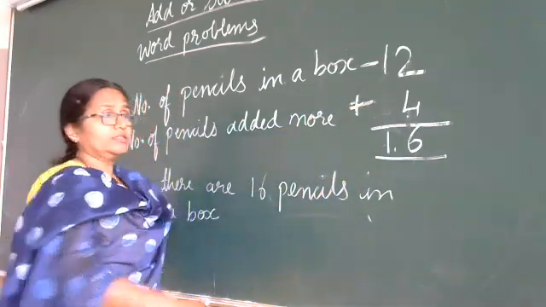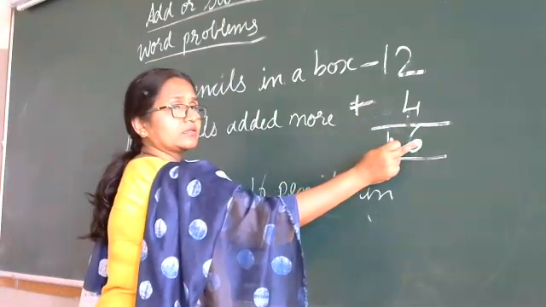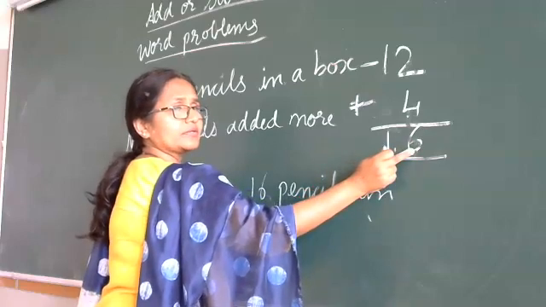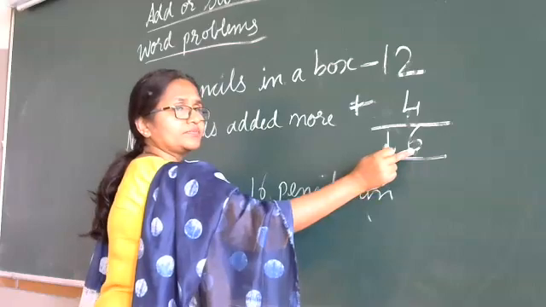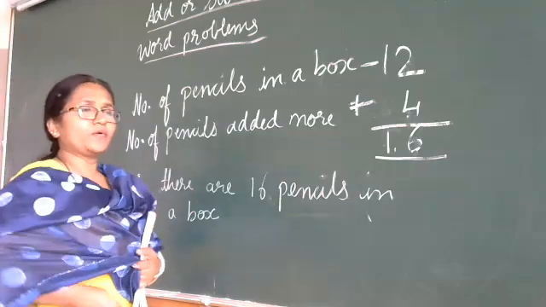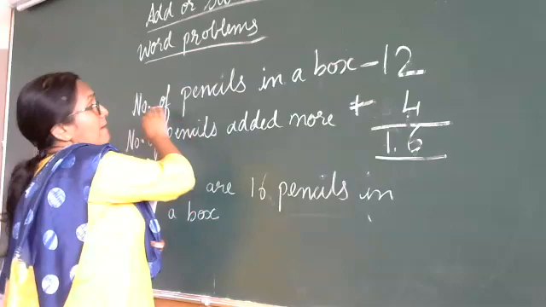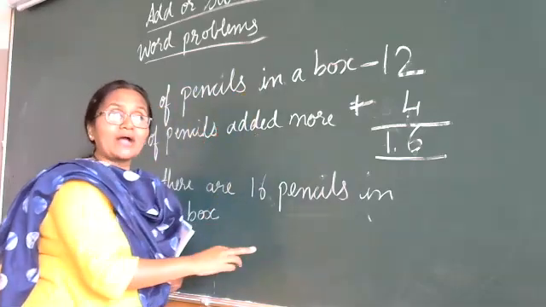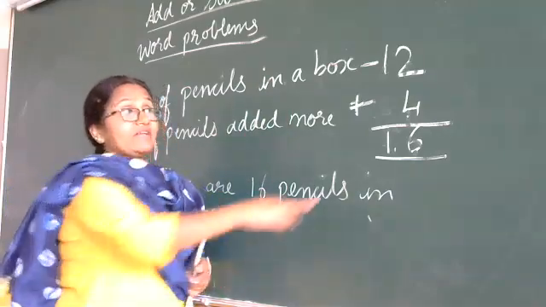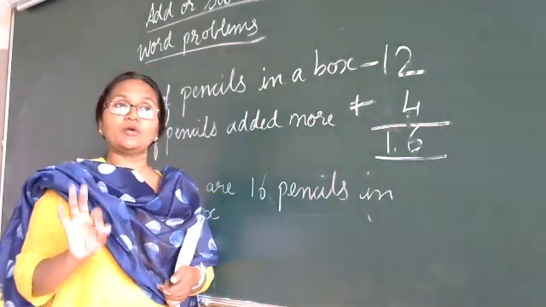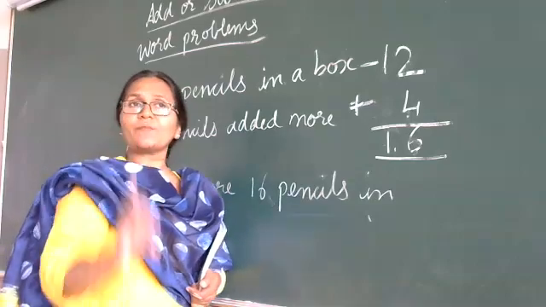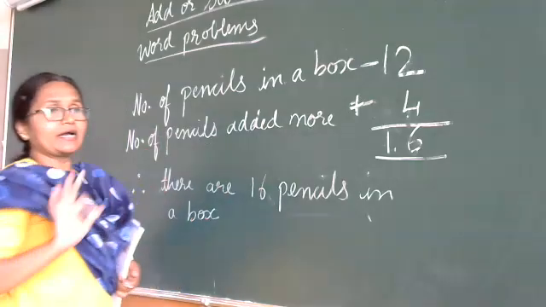Can you see this? Can you see my hand? Yes, ma'am. Then, number of pencils. This statement you have to write. Understood? If you don't write it for a word problem, even if the sum is correct, I am going to mark it wrong. In the last unit test, it was the first time, so I gave you marks. For a word problem, everything has to be written.